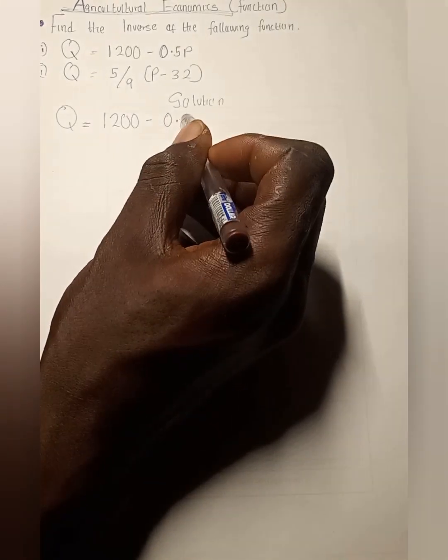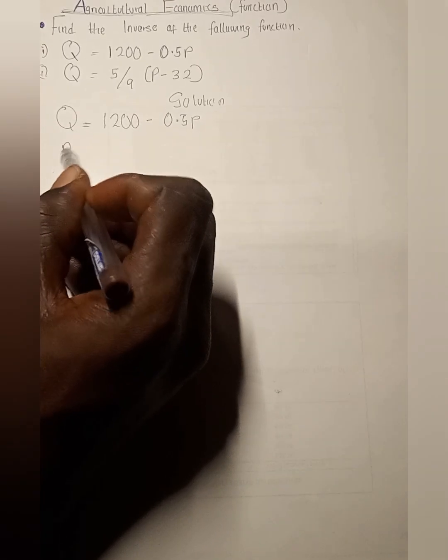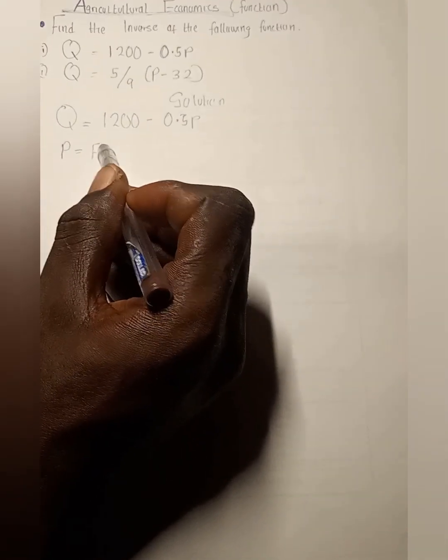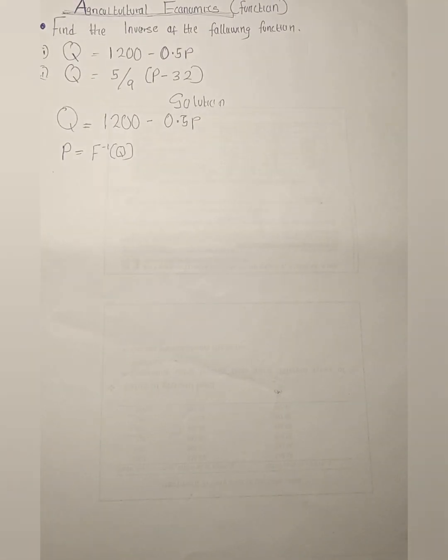Solution: Q equals 1,200 minus 0.5P. In the inverse demand function, I said that price is a function of the quantity demanded. That is, price is equal to f inverse of Q. That's the meaning of that particular statement.